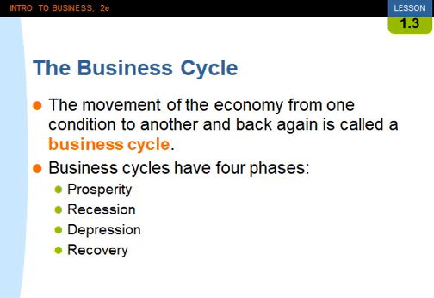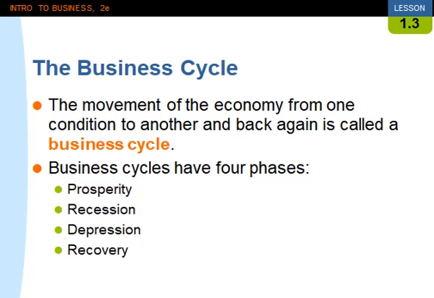Over the decades, economists have learned that an economy has ups and downs, good times and bad. The movement of the economy from one condition to another and back again is called a business cycle. Business cycles are the recurring ups and downs of GDP. Business cycles have 4 phases: prosperity, recession, depression, and recovery.